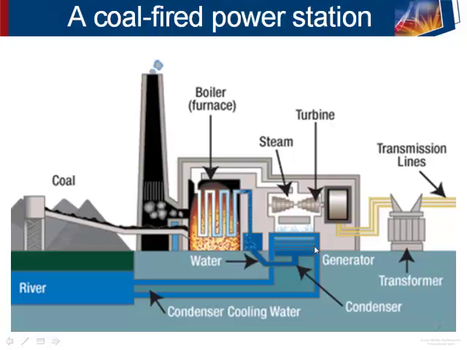The steam is cooled and converts back into water and is circulated through the system again. So we have a condenser cooling water system, and this allows the water to be circulated throughout the system.